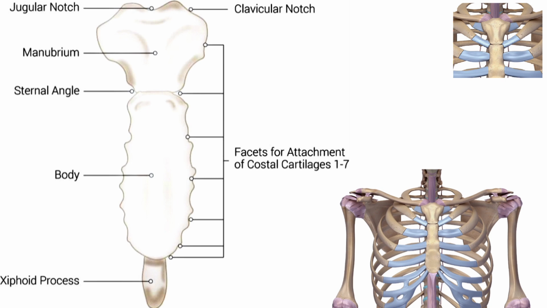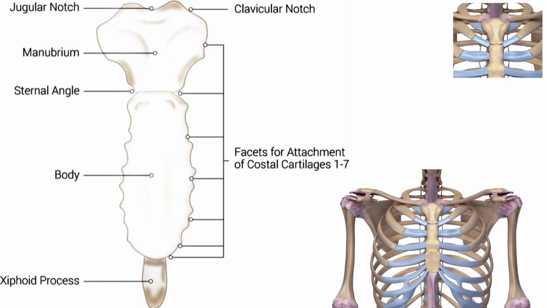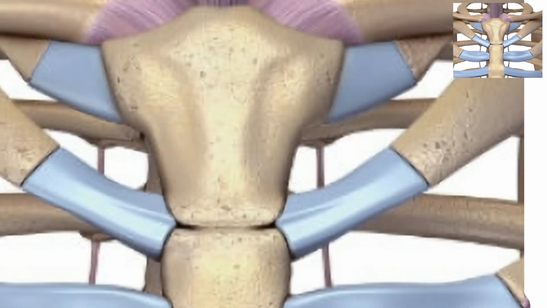Let's see the introduction, what we have written in our notes. It is a bony angulation formed at the junction of manubrium and body of sternum. So the simple meaning of it is, bony angulation means a little bend in bone and junction means meeting point. So the sternal angle is the small bump formed where the upper and middle parts of the sternum join.